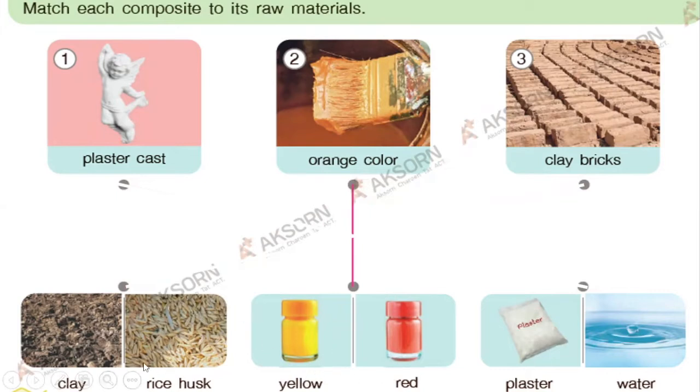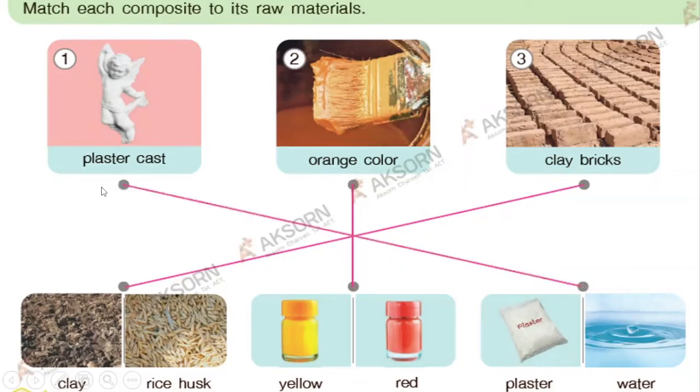If we mix clay and rice husk, we will get clay bricks. We mix 2 materials and we get a new one, a composite material, right? For example, if we mix plaster with water, we will get a plaster cast. Plaster is one material, water is the second material. We mix them together and we get a new object, a new material with new properties. All right, I hope we refreshed our knowledge completely, and now we can jump to our practice stage.